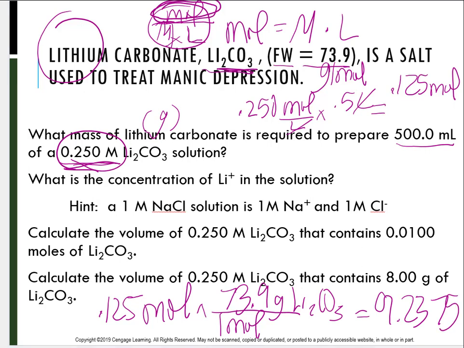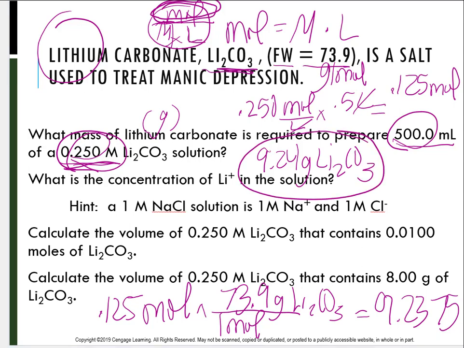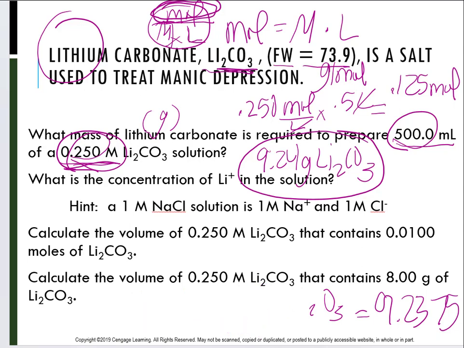And let's see how many sig figs I started with. I started with 4 and with 3, so I've got to end with 3. I'm going to say 9.24. So this first one will give me 9.24 grams of Li2CO3. Let's look at the next question here. I'm going to erase this.